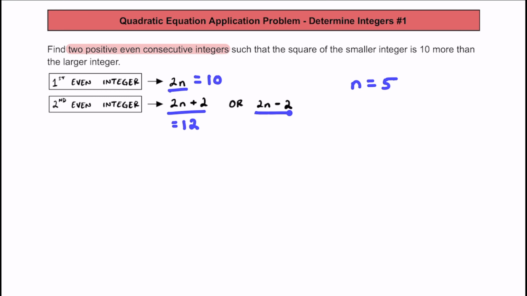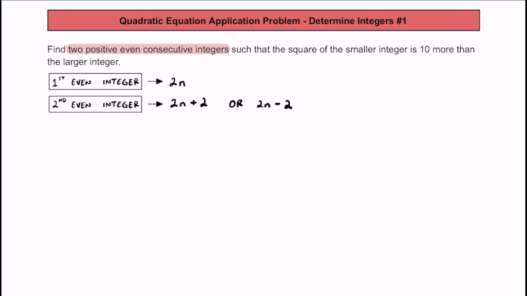Looking at this one, this expression also works for that second even integer. It just happens to be smaller, because 2 times 5 is 10 and 10 minus 2 would be 8. So is 8 also consecutive to 10? Sure it is, it's just in the other direction. Either of these expressions for the second even integer is fine. One of them just tells you the larger integer, while the other tells you the smaller integer instead.